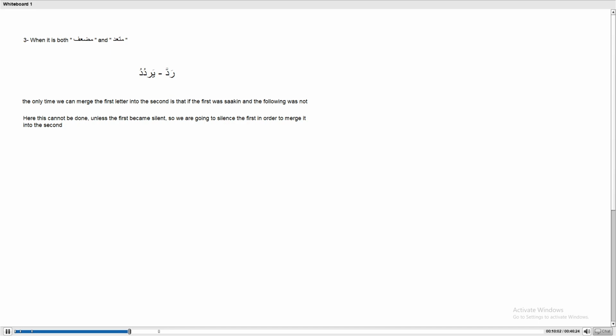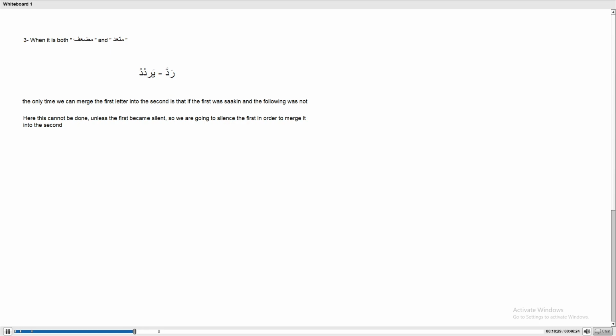But here, we can do it, yani, peacefully, yani without fighting. We can do it nice and easy. And this is by what? By simply moving the dhamma on the first dal to the preceding letter, just as we did with yaqwulu and yad'u, just as we did with yaqwulu.